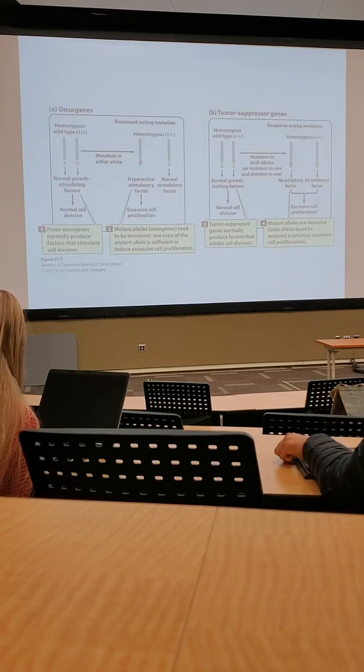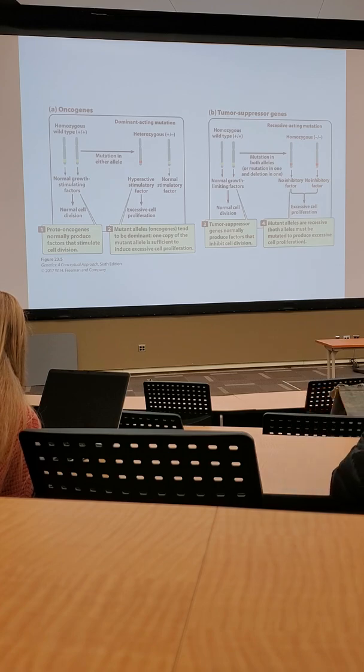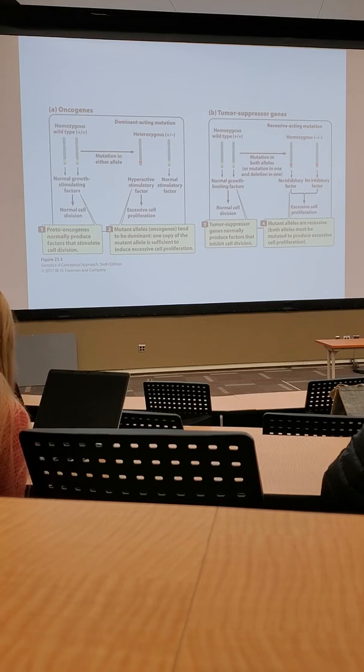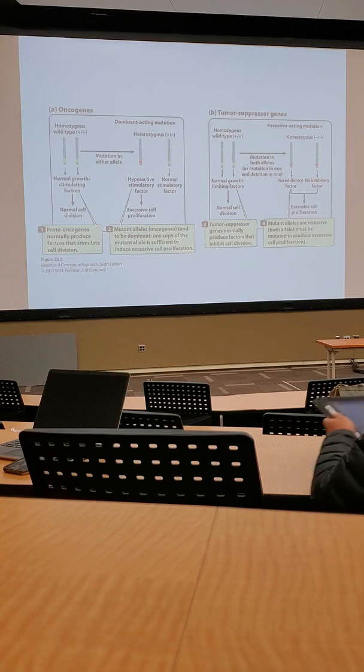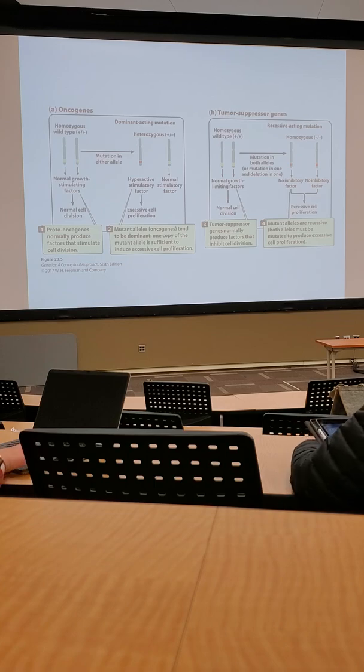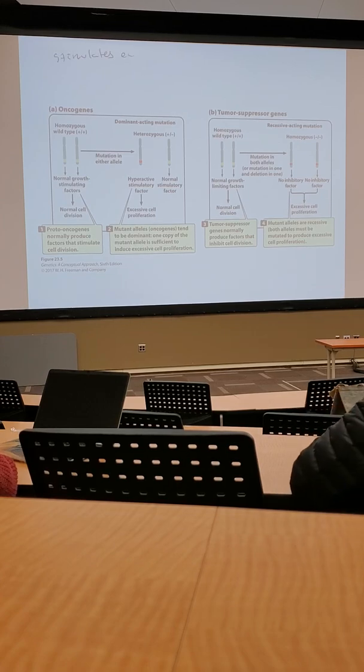This is a figure from your book that is trying to highlight the differences in heterozygote or homozygote phenotype and function in cancer and in the wild type scenario. On the left-hand side for the oncogene, you have a proto-oncogene. It normally produces a factor that stimulates cell division. Now you have a mutant allele that's dominant, and it can increase cellular expression. So this is something that normally stimulates, and after, hyperstimulation.